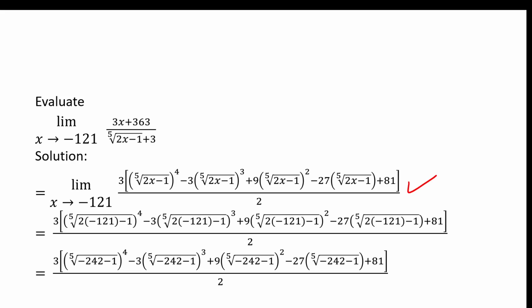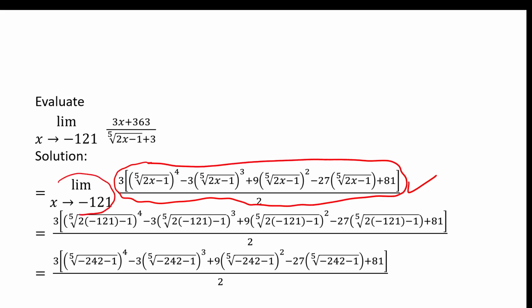And now we still have x's in our expression, so we're still carrying the limit notation. Okay, we have all of our equal signs in the right place. Now we're going to take this negative 121 and we're going to plug it in for x. And once we do that, we're going to have no more need for the limit notation. So this second last line is where we've subbed in negative 121 for x. And so what we have is 3 times this large factor, fifth root of negative 242 minus 1, quantity to the 4, minus 3 times fifth root of negative 242 minus 1, quantity to the 3, etc.